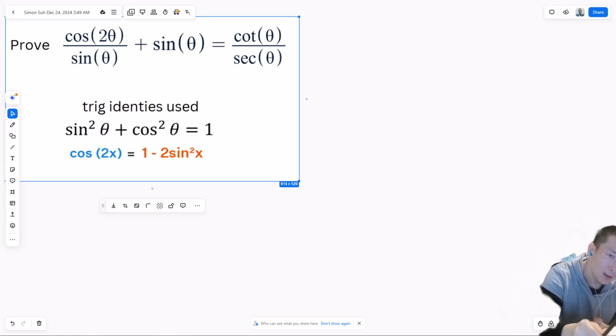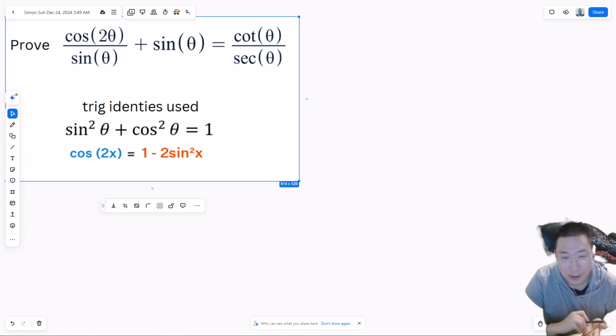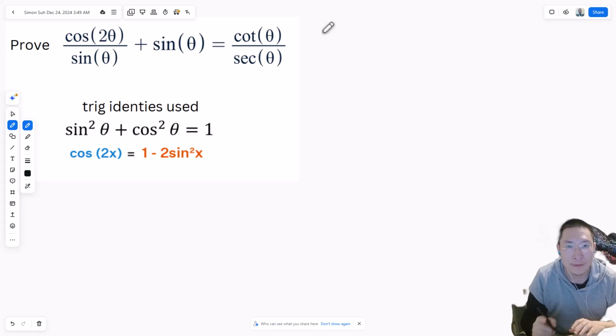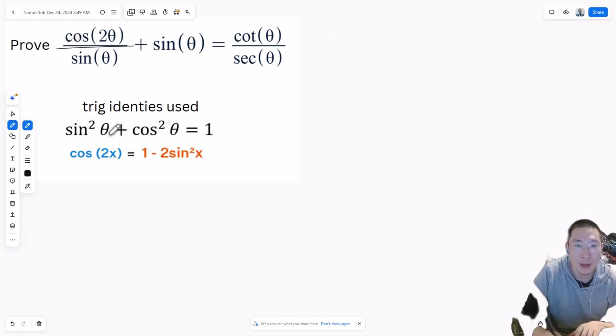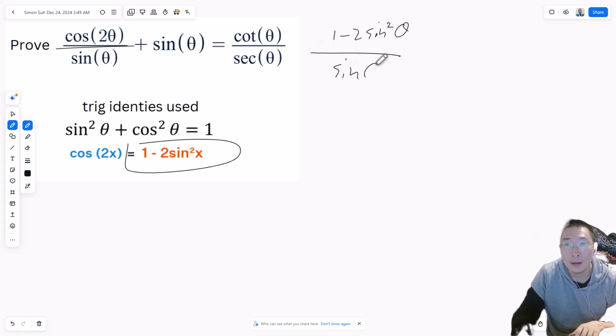So we've got sine squared theta plus cosine squared theta equals 1, which is the Pythagorean theorem or identity. We'll be using that, and we'll also be using the cosine 2 theta identity, which is equal to 1 minus 2 sine squared theta. So the first thing we're going to do is change this cosine 2 theta into 1 minus 2 sine squared theta. So we've got 1 minus 2 sine squared theta, all over sine theta, plus sine theta. And that is our first step.